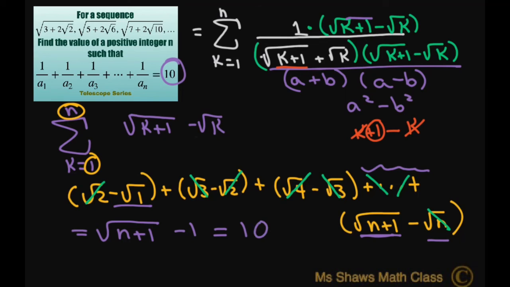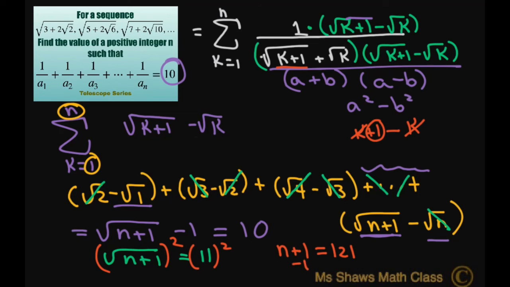Now this all equals 10. So set it equal to 10, and then add the 1, so you're going to get the square root of n plus 1 equals 11. Then let's square both sides. So you're going to get n plus 1 equals 121, and then subtract the 1. So our positive integer n is going to equal 120. And that is your final answer.